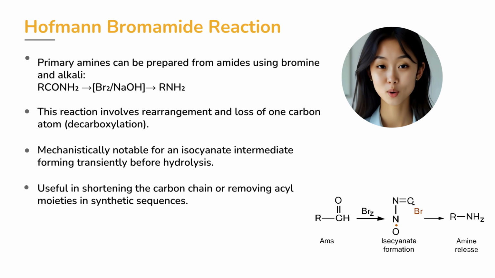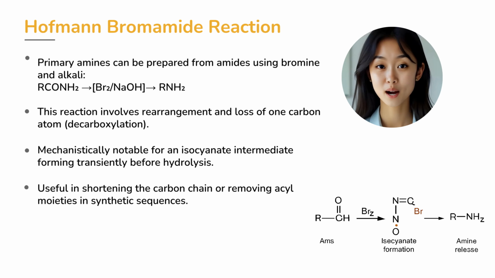Hey there, molecular remodelers! Sometimes, chemists need to shorten a carbon chain while turning an amide into an amine, and the Hoffmann bromamide reaction is perfect for that job. Here, a primary amide reacts with bromine and an alkali like sodium hydroxide to form a primary amine that has one less carbon than the starting material.